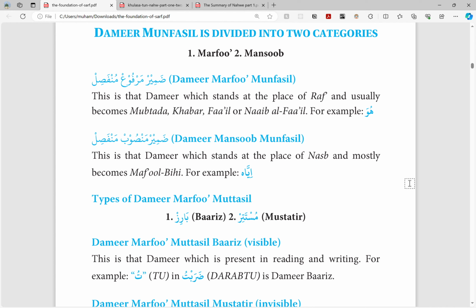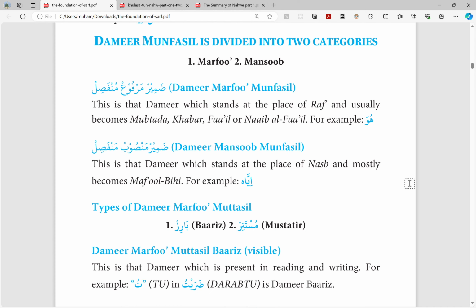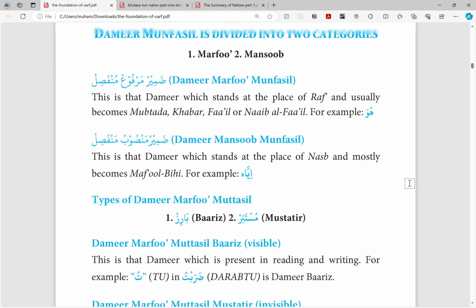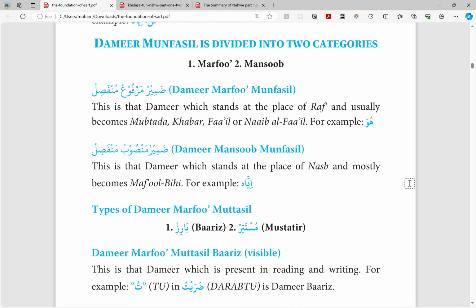We're on lesson 5 part 2. In the previous lesson we covered some zamair, meaning pronouns, and today we'll finish up this lesson inshallah. So the first thing they mention here is that zamir munfasil is divided into two categories, marfu' and mansub.